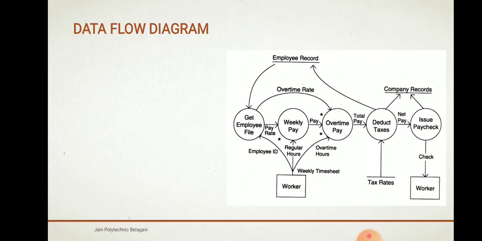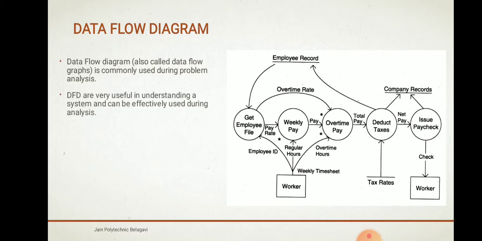Now we go for what is called a data flow diagram. As you can see here, there is a data flow diagram. It shows the weekly pay of a worker, or whatever process takes place in a factory. It is commonly called problem analysis, or DFD. It is very useful in understanding the system and can be effectively used during analysis. It views the system as a function that transforms the inputs into desired outputs.